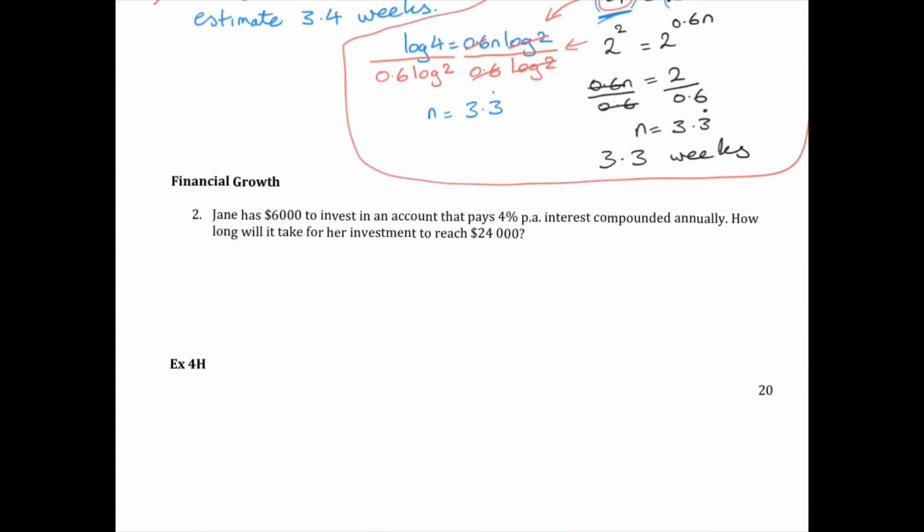Question 2 is a financial growth question. It says, Jane has $6,000 to invest in an account that pays 4% per annum interest compounded annually. How long would it take for her investment to reach $24,000?